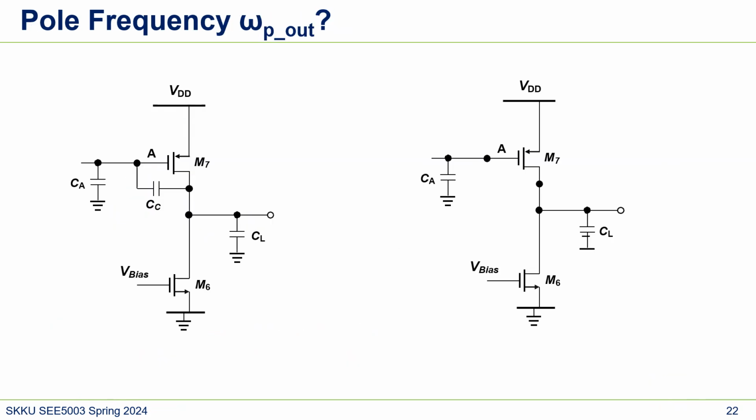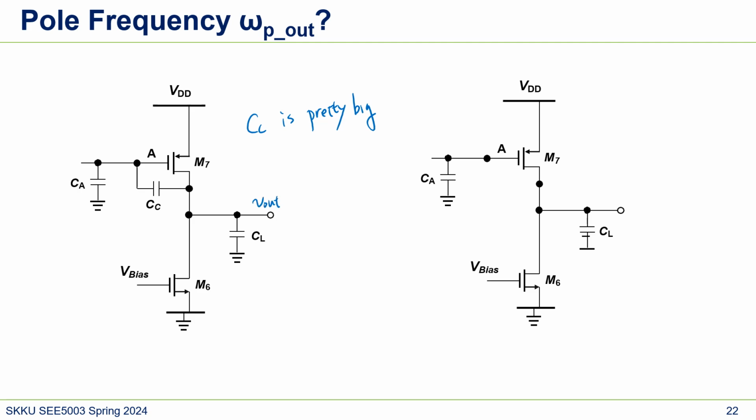And here's the interesting part, the pole frequency at omega P out, because we discussed in the previous slide that this omega P out is getting faster, right? So this is our circuit now, and CC is pretty big, and well, here's V out.